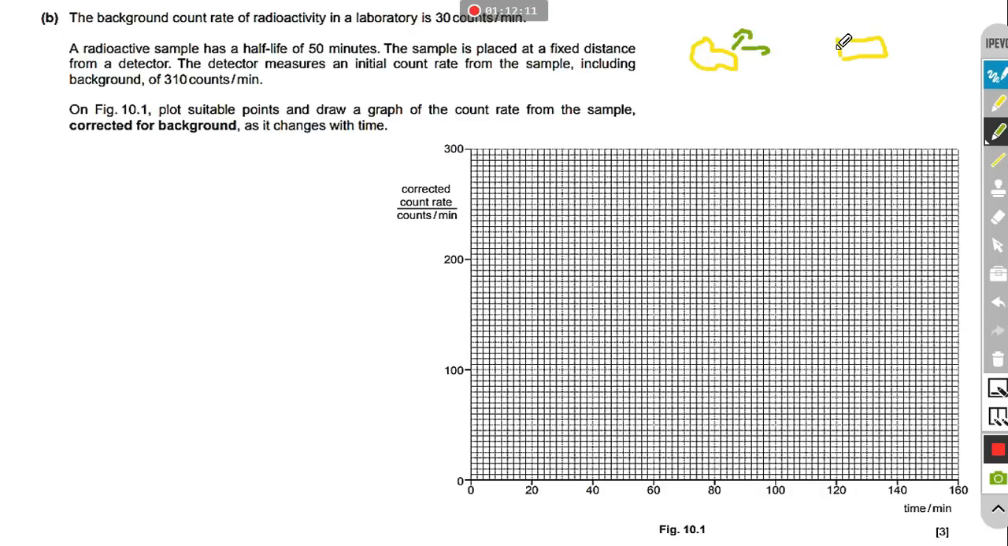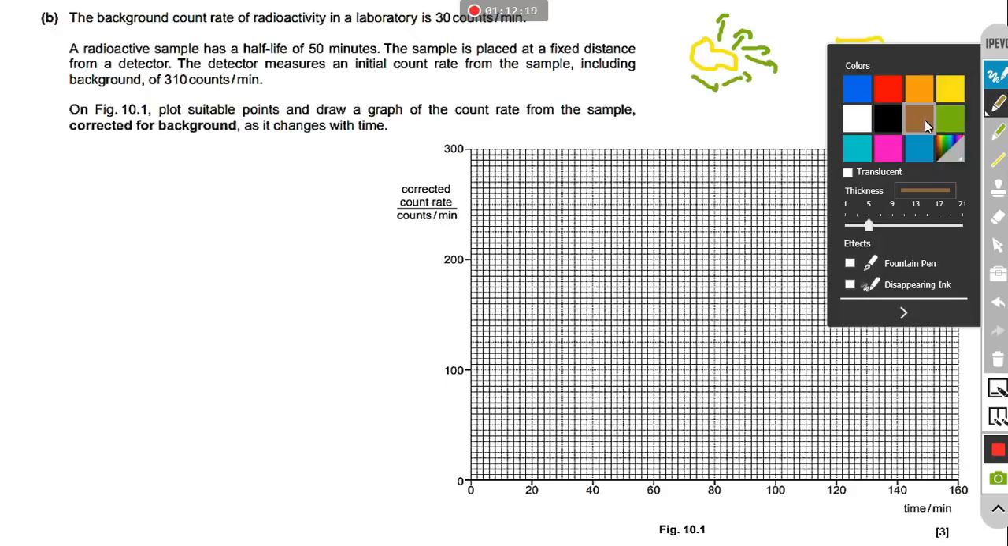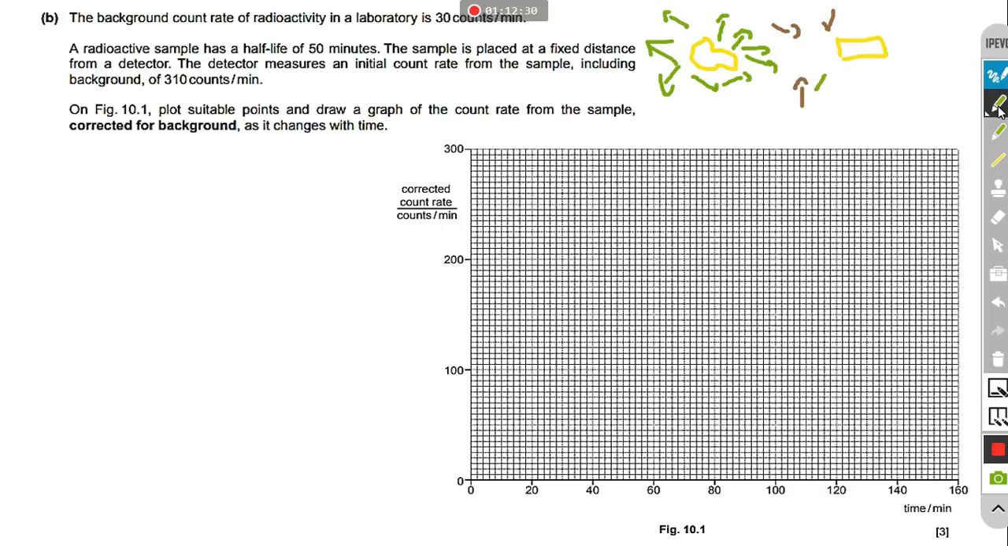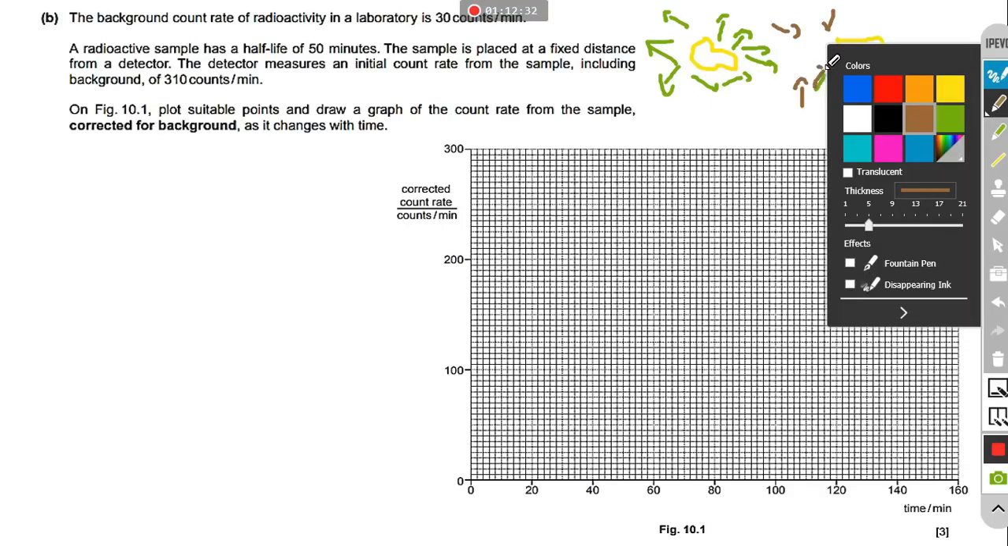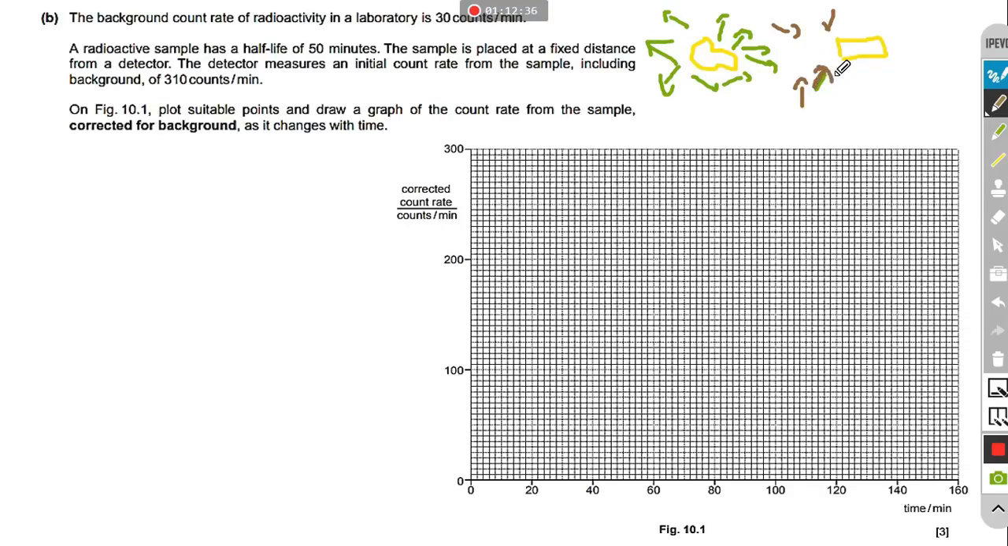Now remember, the detector records the radiation coming from the source itself and the background radiation. Let me represent background radiation with this color. There's also some background radiation. The source emits a lot of radiation, but in the background there is some of it going towards the detector also. And they already gave you the background is 30, the sample is 310. They want us to draw the graph of count rate from the sample corrected for background radiation.